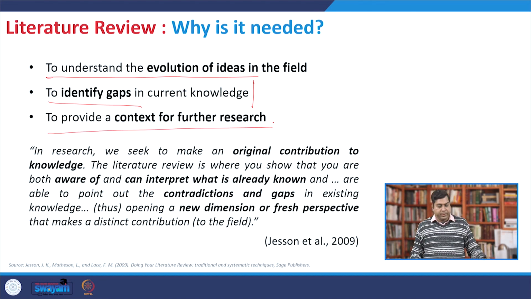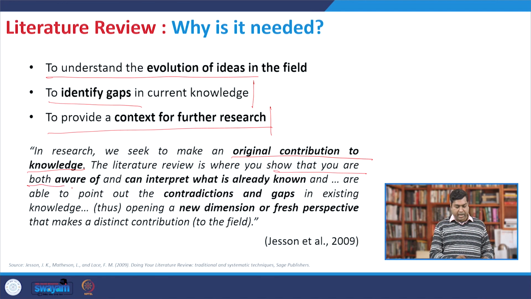To provide a context for further research: once you have clearly identified the gap, you can go for this research. In research, we seek to make an original contribution to knowledge. That is one of the main criteria. The literature review is where you show that you are both aware of the existing literature and can also interpret what is already known. So you have sound knowledge of the past studies that have been done.